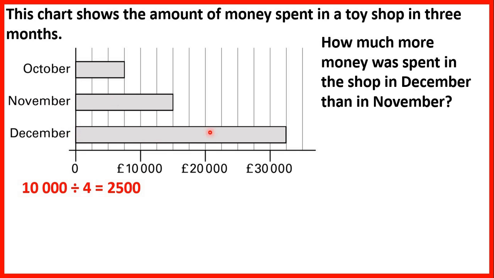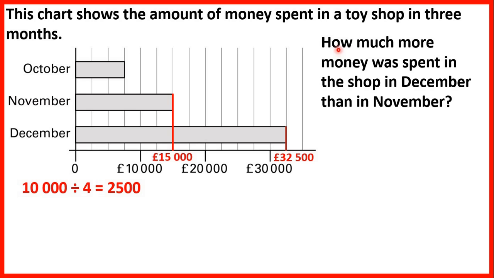If we go to the end of our bar for December, we can see that that's one line after £30,000, so that's £32,500, because remember, each line is 2,500. And then if we go to the end of our November bar and draw a line down, that's 2 lines after 10,000. So we'll have 12,500 and then £15,000. You can see 15,000 right in the middle of 10,000 and 20,000.